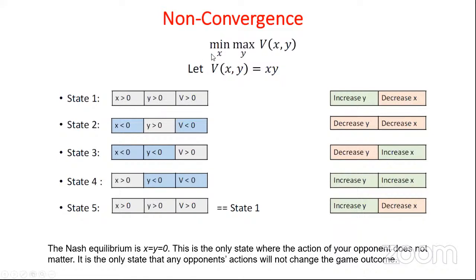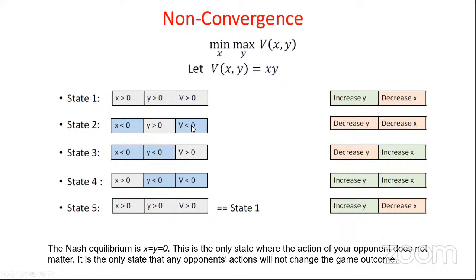What could be the strategy for these two players? Now, this is a very simple game, so the players have only one strategy. Since X wants to minimize, X will reduce itself, Y will increase itself. So in the next state, it can so happen that X has become negative, Y is still positive, and V is negative. Now, V is negative. Try to understand. Now, Y wants to maximize the V.